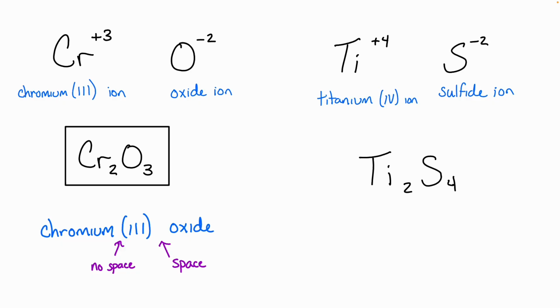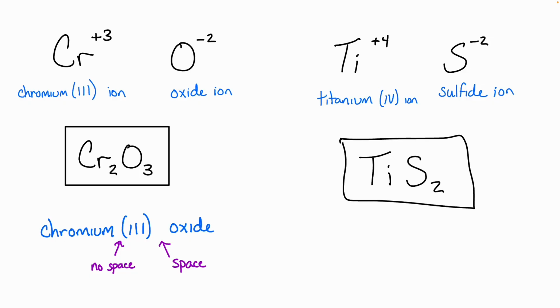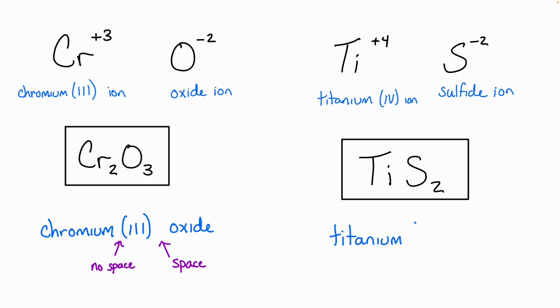Any common factor needs to be taken out. What common factor do 2 and 4 share? 2. So I can divide them both by 2. This brings me down to just Ti1, or TiS2. Remember, our ionic compound formulas have to be fully simplified. And then the name of this compound here would be titanium 4 sulfide. Cool? All right.